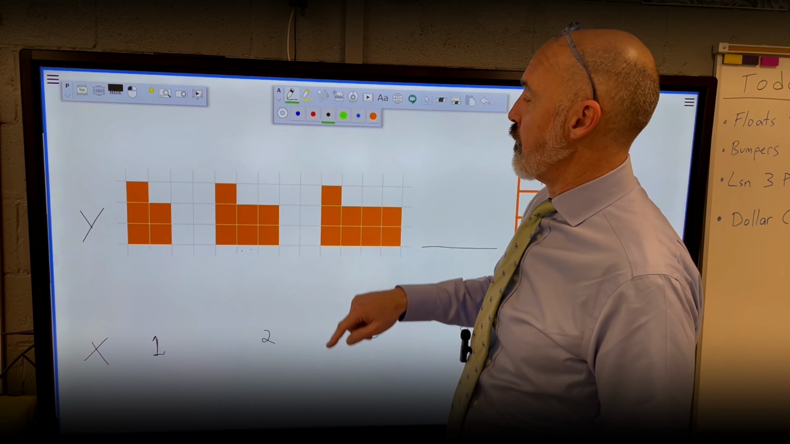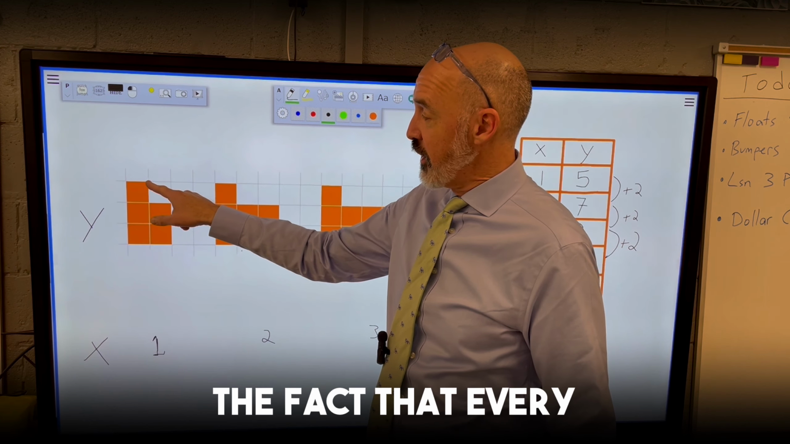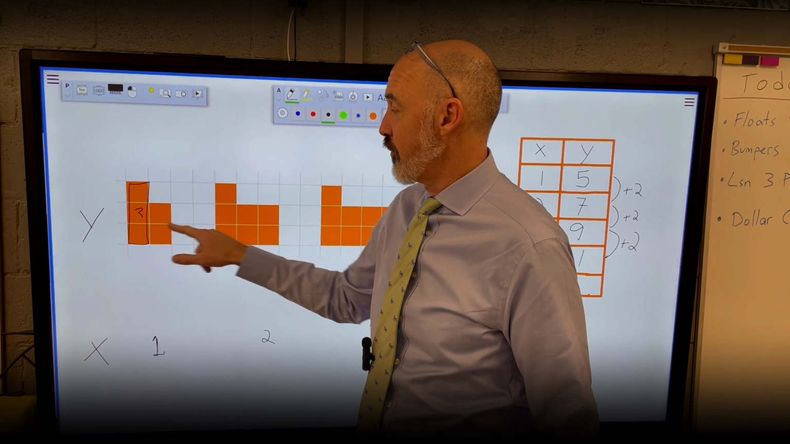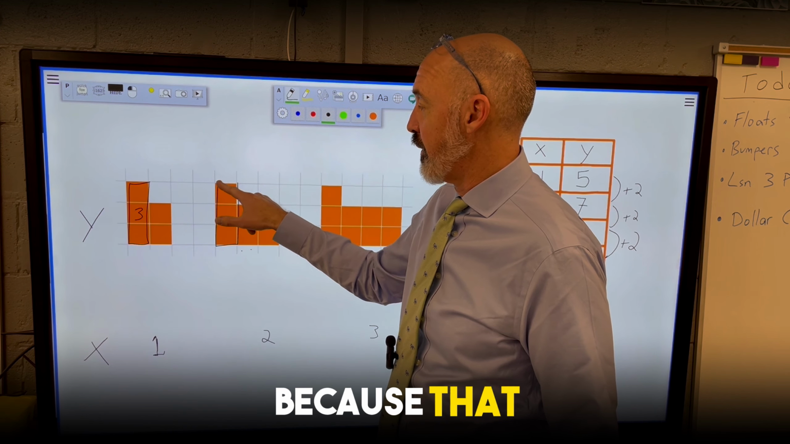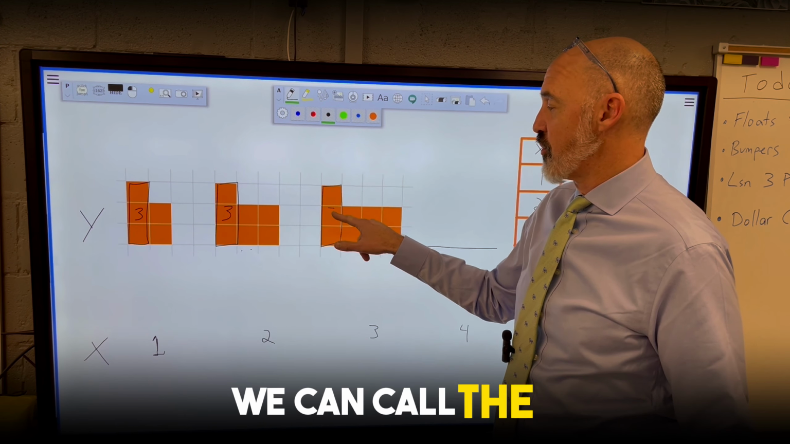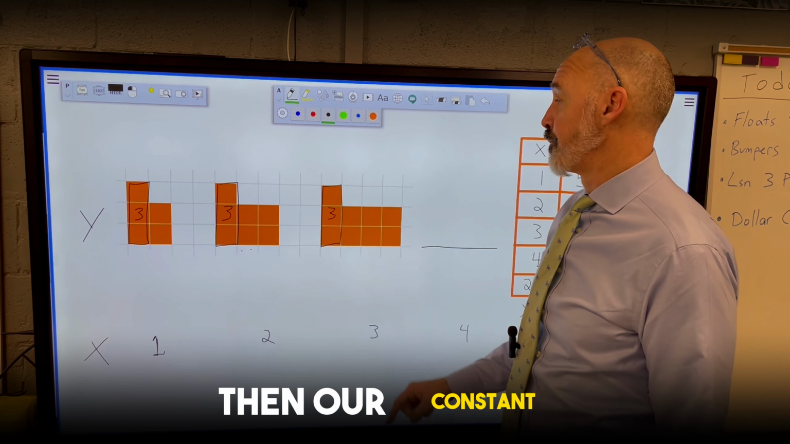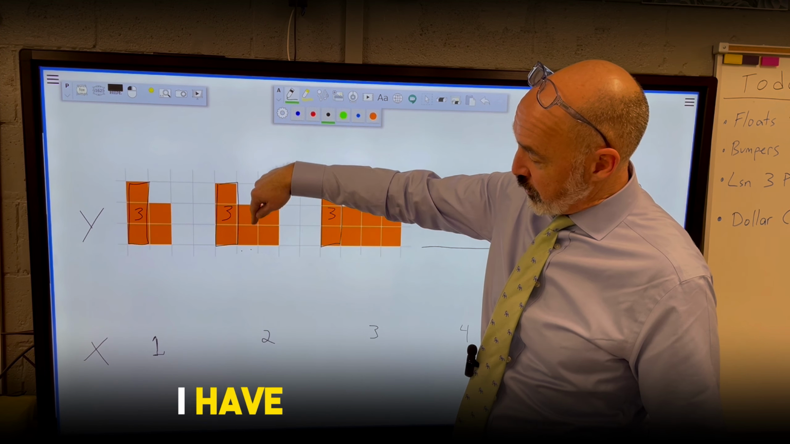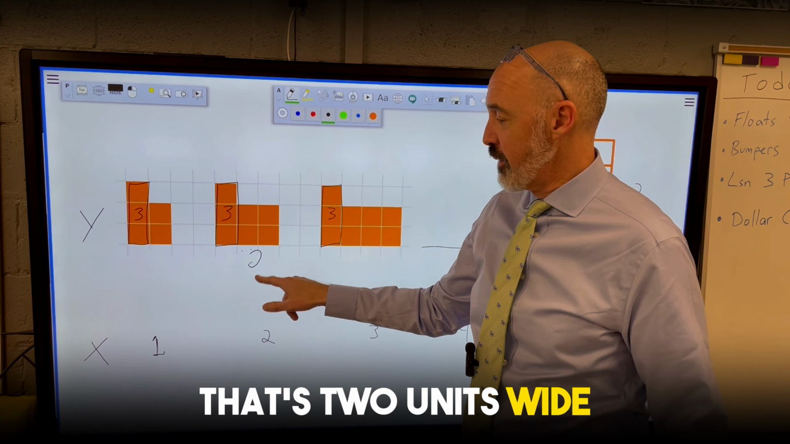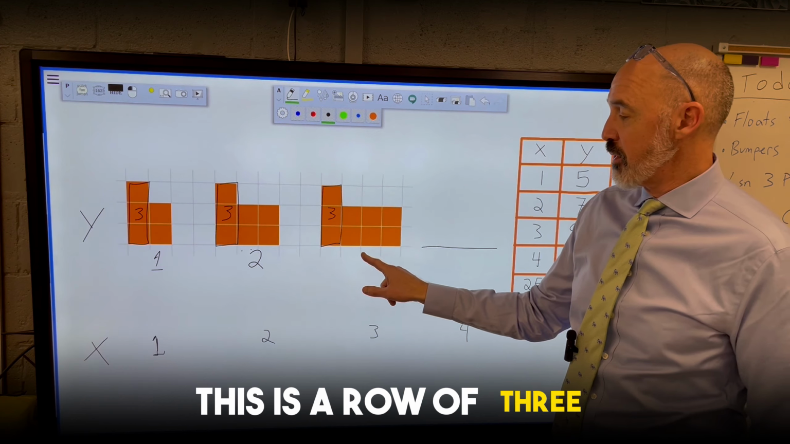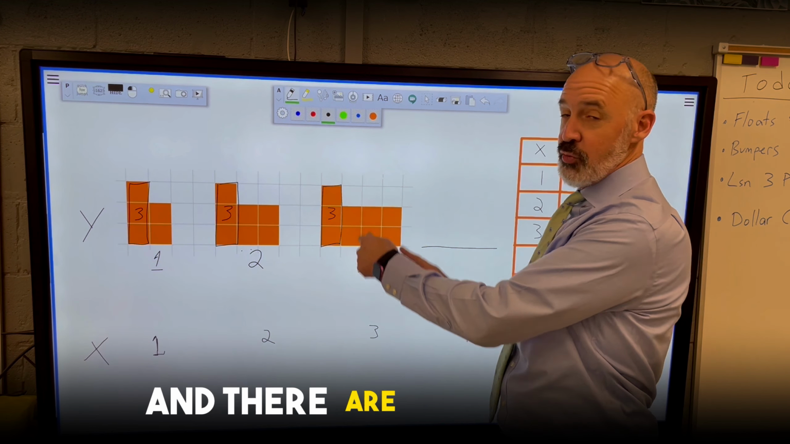A lot of students actually first see the fact that every single iteration has these 3 squares in it, because that is always happening. We can call the 3 then our constant. And then I have one row of 2. I have a row of 2 here. That's 2 units wide. So this is a row of 2. That's 1 unit wide. This is a row of 3. And there are 2 of them.